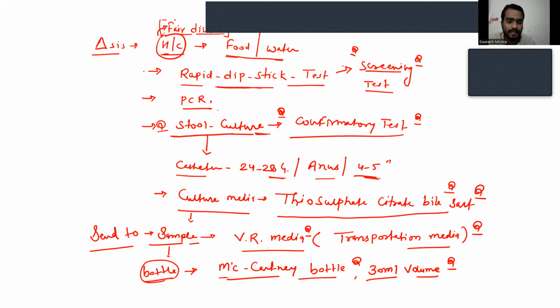we need a sample. So how to collect a sample? For that one, we need a 26 to 28 gauge catheter. And after lubricating this catheter tip, we need to insert it in the anus of the client. The depth of insertion is 4 to 5 centimeter. This is your question. The depth of insertion of the catheter in the anus is 4 to 5 centimeter for taking the sample.